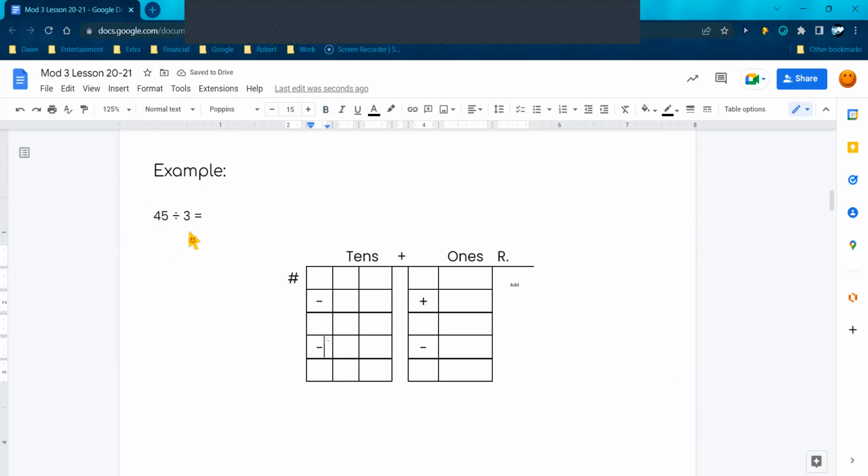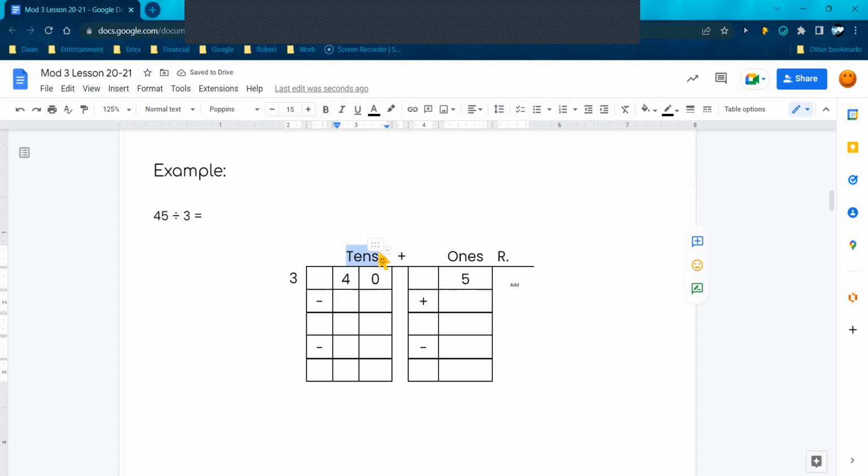So we're going to use expanded form. Here's my divisor, and as usual, my divisor is on the outside of the problem. Now, when it comes to my dividend, do you see how it's 45? We're going to split that into expanded form. So we're going to go 40 plus 5. So right here, we're underneath tens. I'm going to write 4, 0 for 40. And then right here, write 5 under the ones.